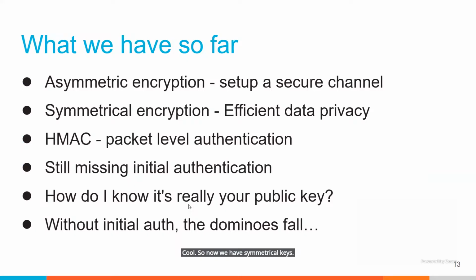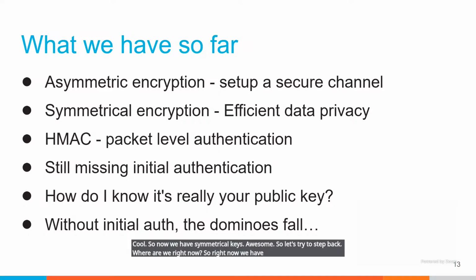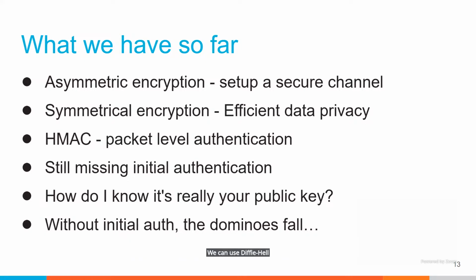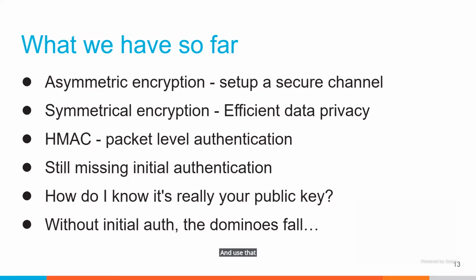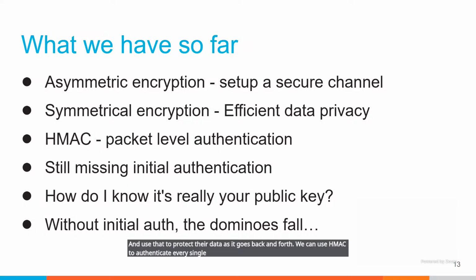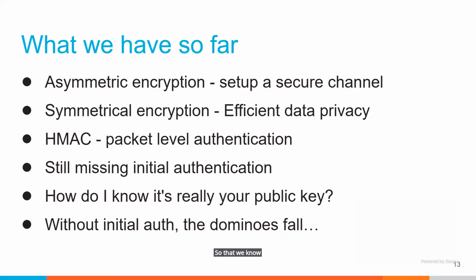Awesome. So let's step back. Where are we right now? Right now we have asymmetric encryption. We have a way to set up a secure channel over an insecure medium. We can use Diffie-Hellman to generate a secret key value that'll allow us to switch over to symmetrical key encryption and use that to protect our data as it goes back and forth. We can use HMAC to authenticate every single packet sent in both directions so that we know our data isn't getting changed or anything along those lines. So far, so good. The only thing we're still missing is initial authentication.